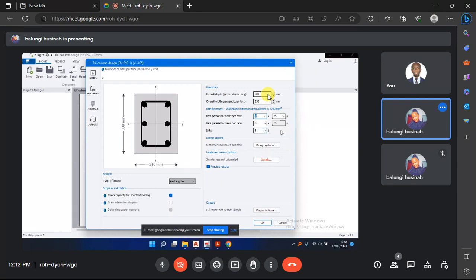Try putting T12 for bars, eh? Because already I'm seeing that 25. You try putting 12. If it doesn't give us what we want, we shall try the other one, eh? Yeah. Links, we have it as 8, okay, no problem.